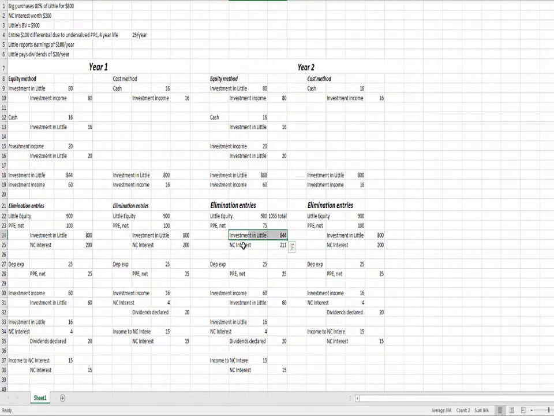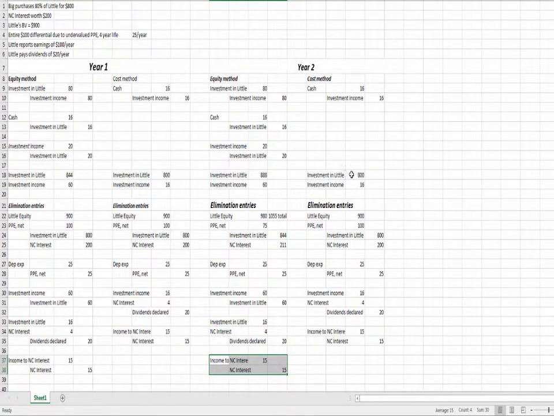Same thing with the non-controlling interest. This 211 for the non-controlling interest is the sum of the 200 we created last year minus the $4 we took away, that would be $196, plus the $15 we added, $211 total. That's where we're starting at in the following year. We do our depreciation expense again, another year's worth of amortization, another I for investment income entry, another D for dividends entry, another income to the non-controlling interest entry. That's all the same as it was before.